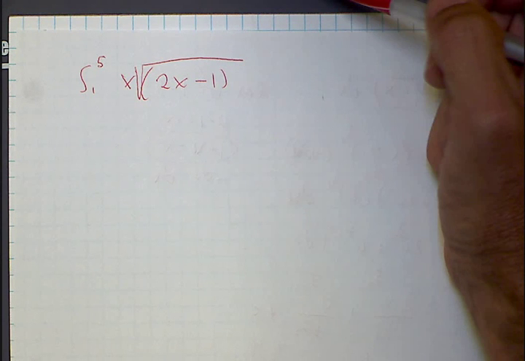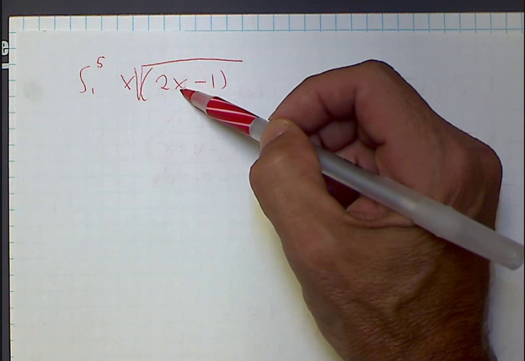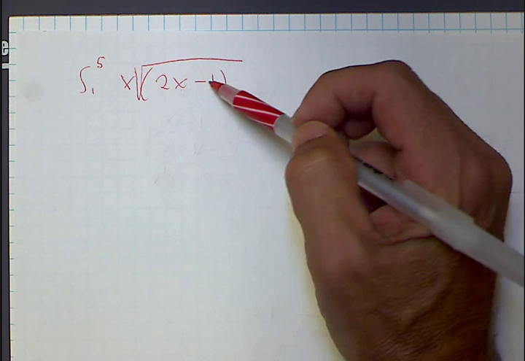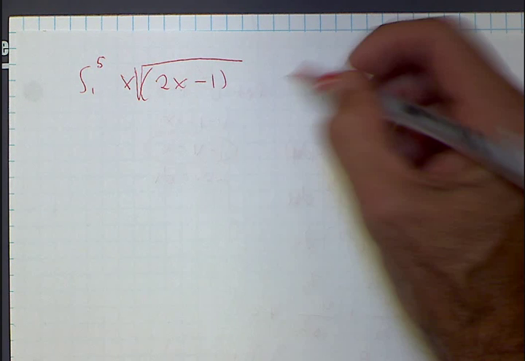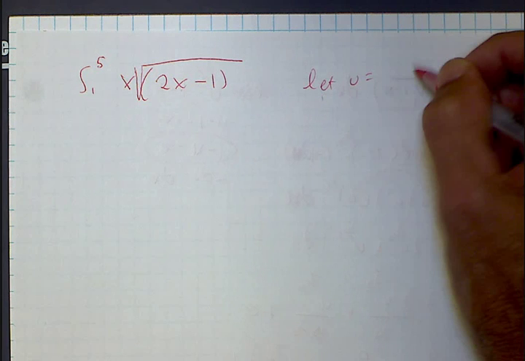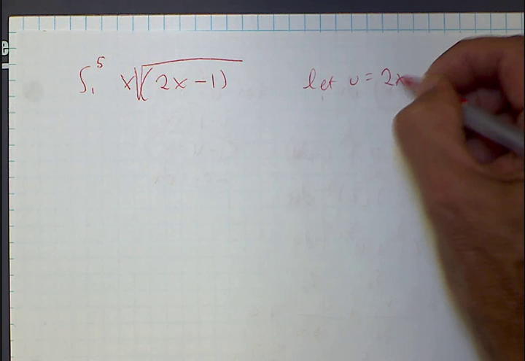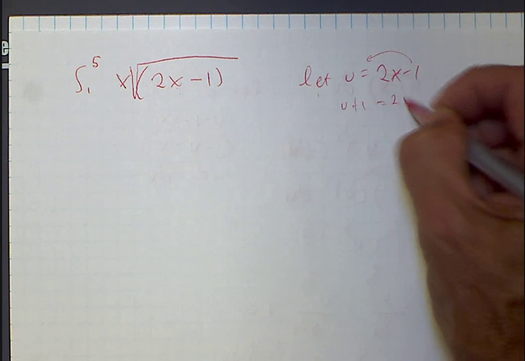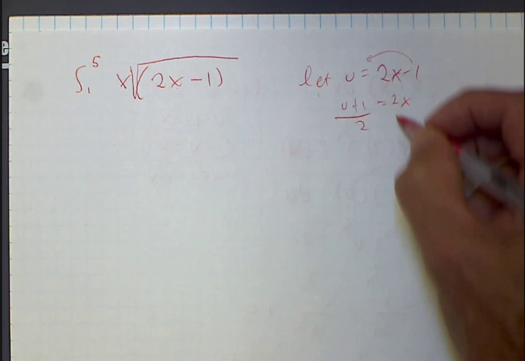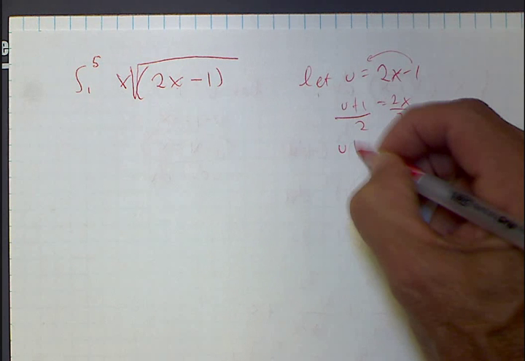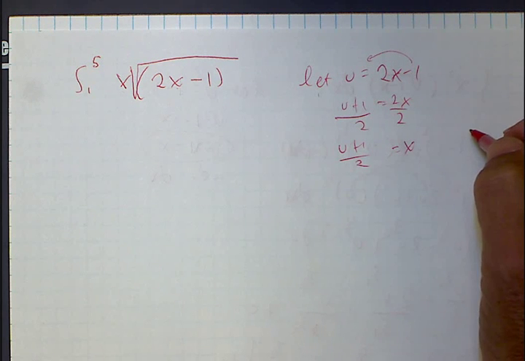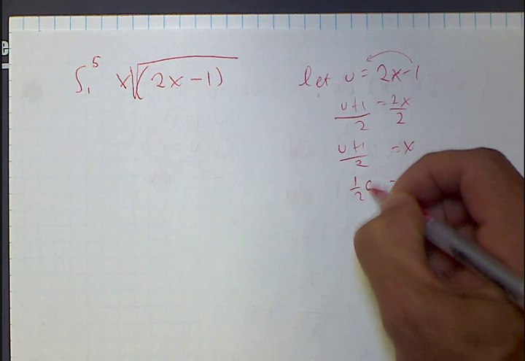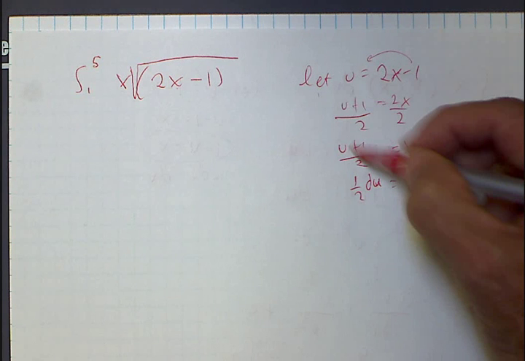Same process. Again, if I let u prime be 2, I can't do that. If I let u prime be 1, I can't do that. I'm going to have to do the change of variables. Always let u equal what's under the square root sign and solve for x. So bring that over, divide by 2, and so x equals u plus 1 over 2. All right, so that means dx equals 1/2 du.